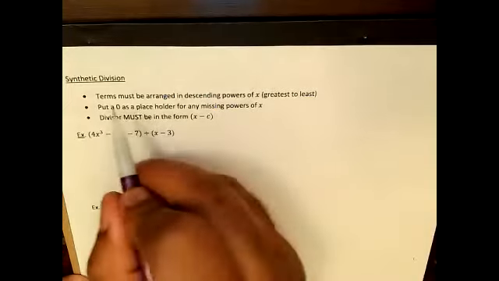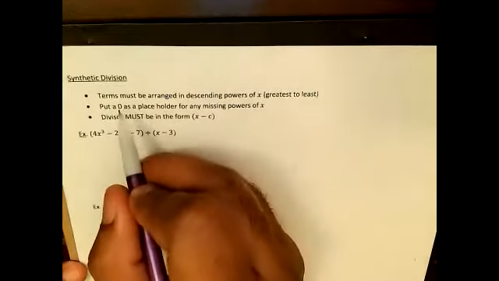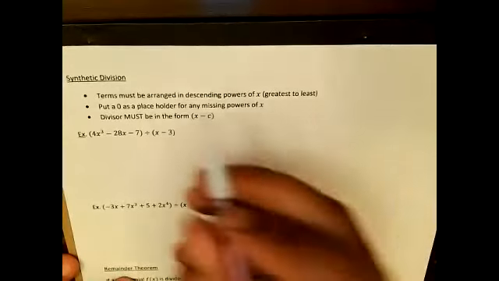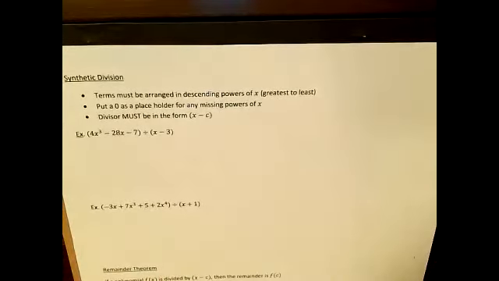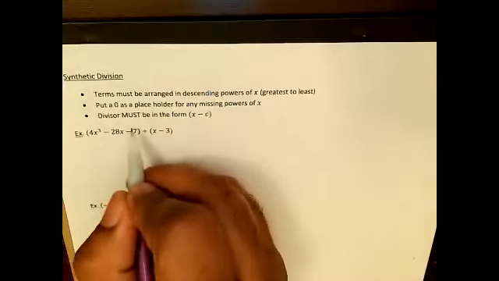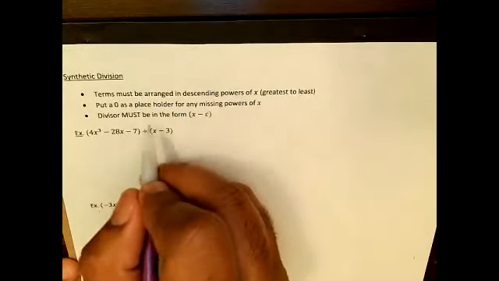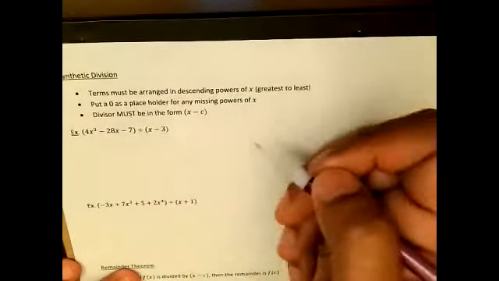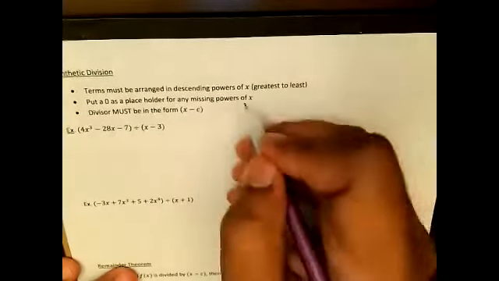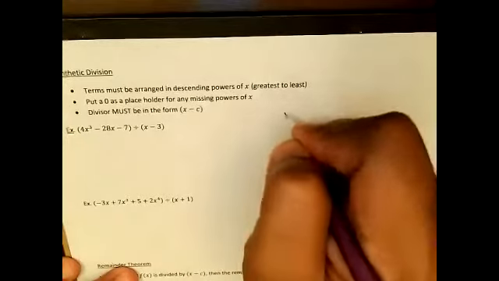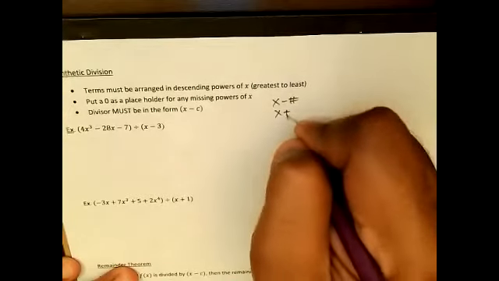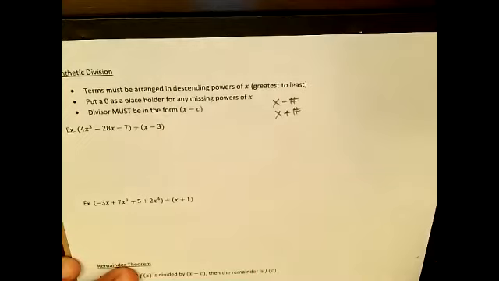Before you do this, first of all, there are 3 things that we need to check. So again, we have to make sure the terms are arranged properly from the biggest power down to the smallest power. If there are any missing powers, we have to put a zero term for it. And then finally, there is one more condition, and that says the divisor must be in the form x minus c. So what does that mean? It means that the divisor has to be in the form where it's x minus a number, or it could also be x plus a number, okay?